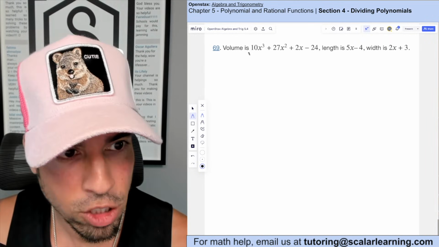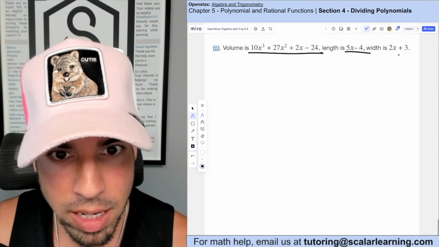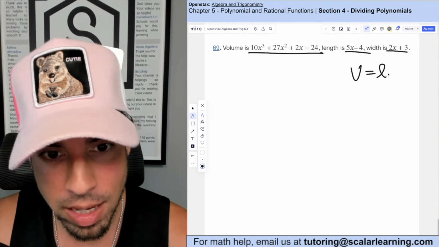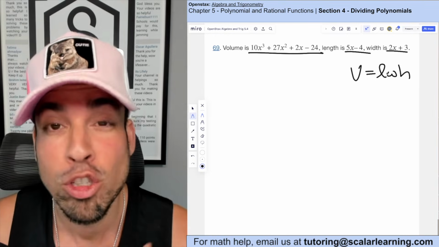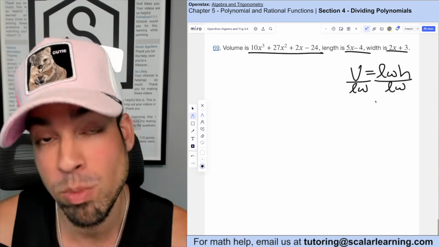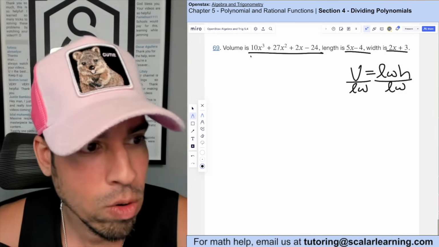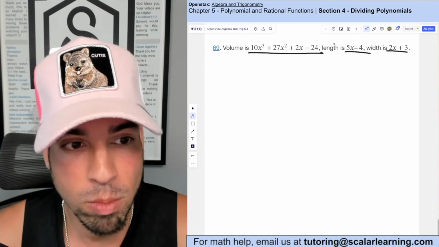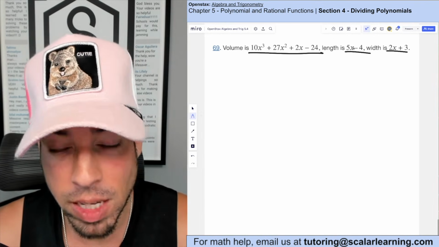Once again, we got an expression for volume, and then we got the length and the width, and we must find the height. So you'll remember volume is length times width times height. So to get the height, we have to divide the volume by the length and the width. And we can do this one at a time. So let's go ahead and do that. Now I'm going to choose synthetic division because I think it's going to be a little bit more efficient given that we've got to do it twice.